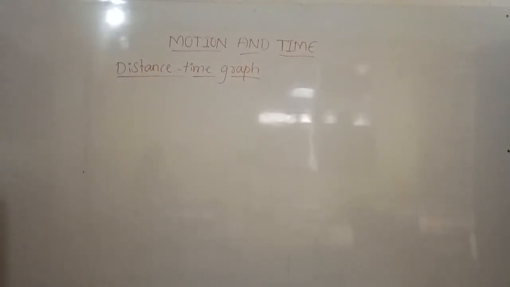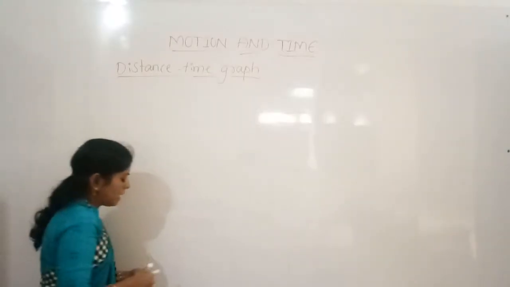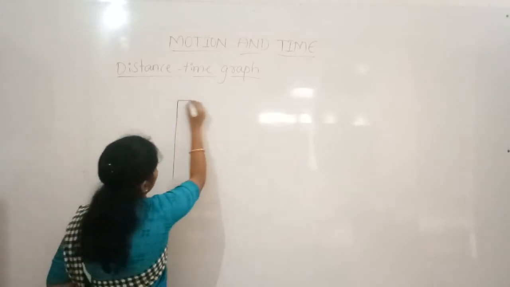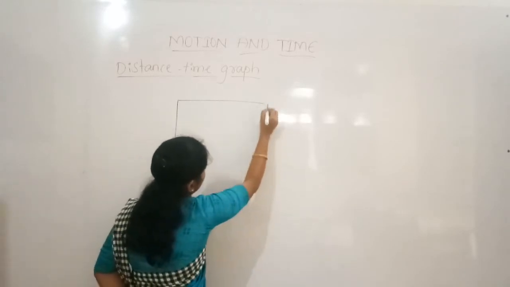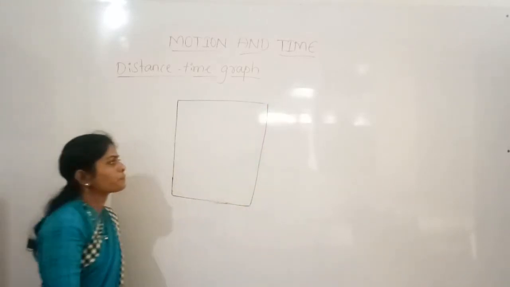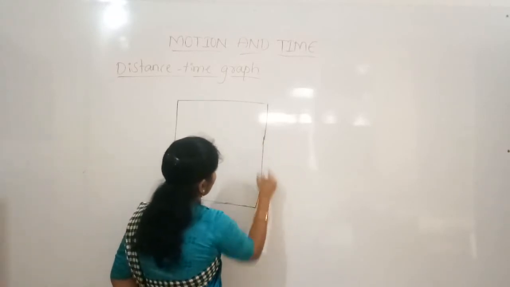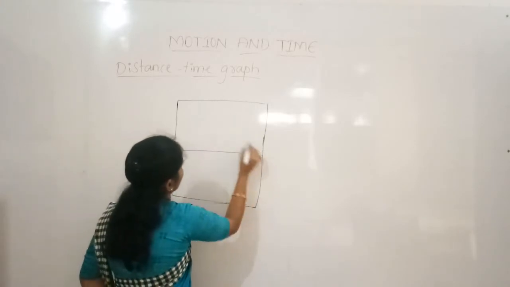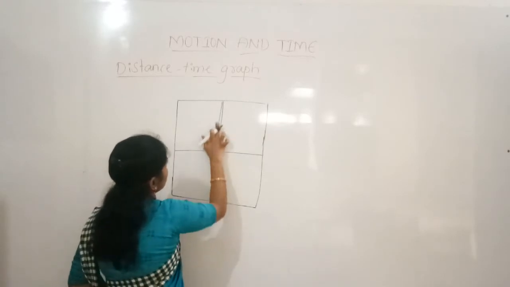Now see, to draw this graph, we have some rules. Firstly, if the given graph is 25 by 25 centimeters, the graph sheet will be like this, 25 by 25. So you have to make 4 parts here, 4 equal parts.